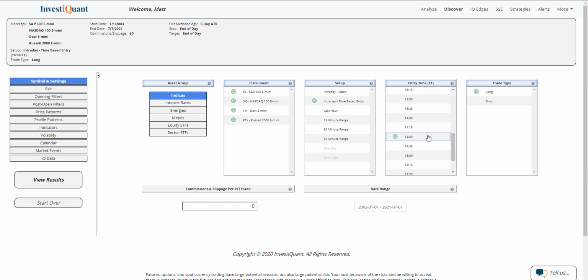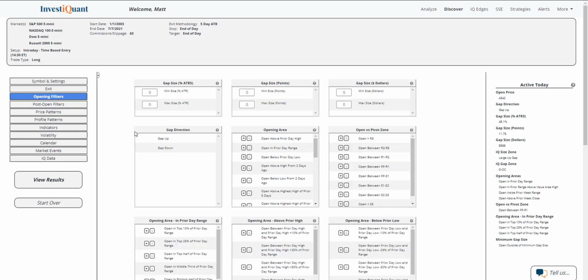I've got the 2:30 time entry selected here. The exit is set to 4:15 p.m. Eastern Time. This morning we gapped up. I'm going to add that piece of information here from the opening filters, gap direction, gap up. So I've added that to the test.